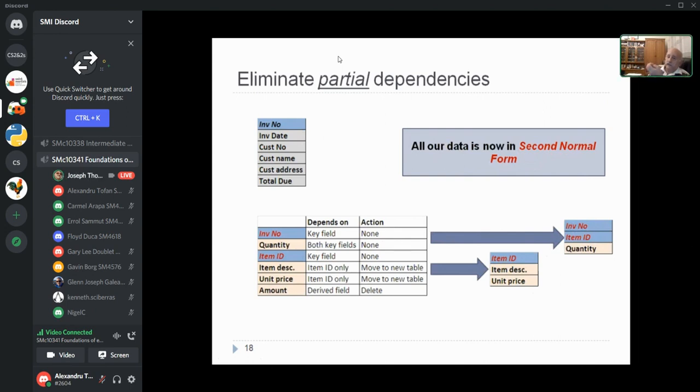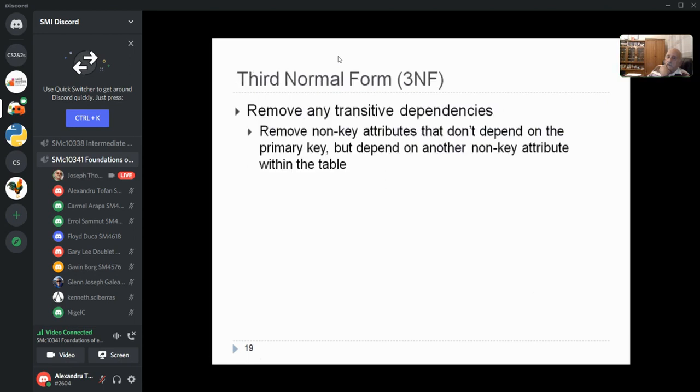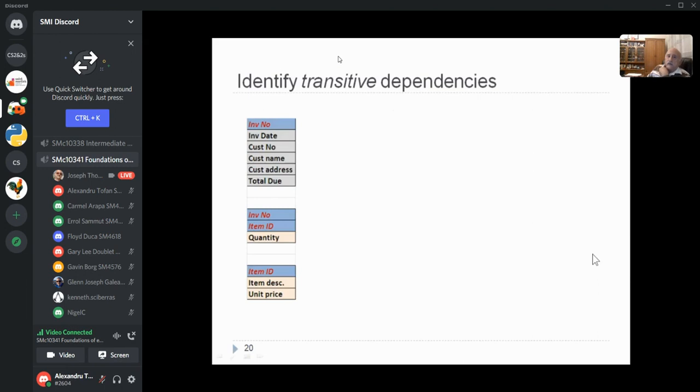Now we need to convert that into third normal form. And with third normal form, we remove transitive dependencies. Now what is a transitive dependency? A transitive dependency is when a non-key attribute gives us a fact about another non-key attribute. So if we go back to our data, here we don't have a problem because this is the only non-key field that we have. So this is already in third normal form.